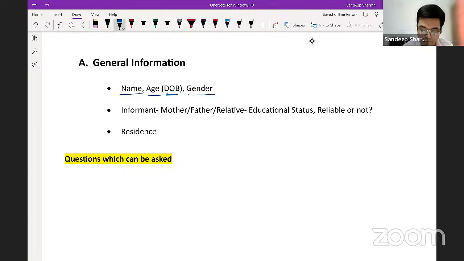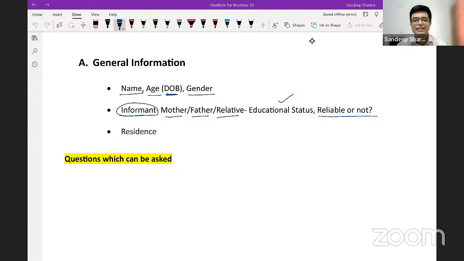And then you mention the informant. Who is the informant? Who has given the history? It can be the mother, it can be the father, it can be some relative. Also comment upon the education status of the parents, till what level they have studied, and whether they are reliable or not. When I say reliable or not, you are not judging the character or the personality of the parents.